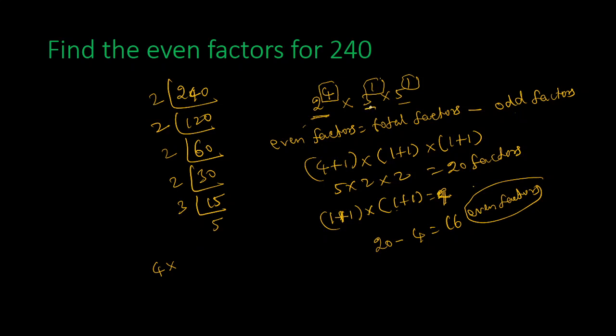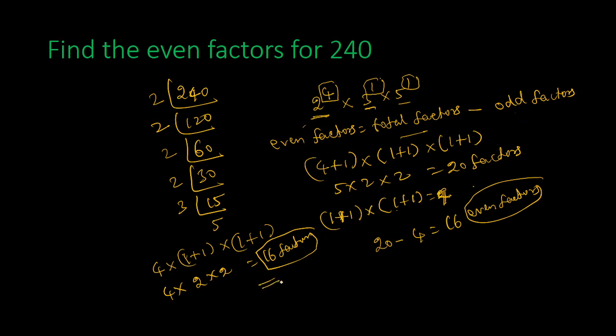Now, what are the odd factors here? 3 to the power of 1, so I make 1 plus 1, which is 2. Coming to 5, the power is 1, so again 1 plus 1. So, you have to add 1 only to the powers of the odd factors. Now, when you multiply, 4 into 2 into 2 is equal to 16 even factors. So, this is another way of identifying even factors. Either you go by this method or by the other method. There are multiple methods to solve this.